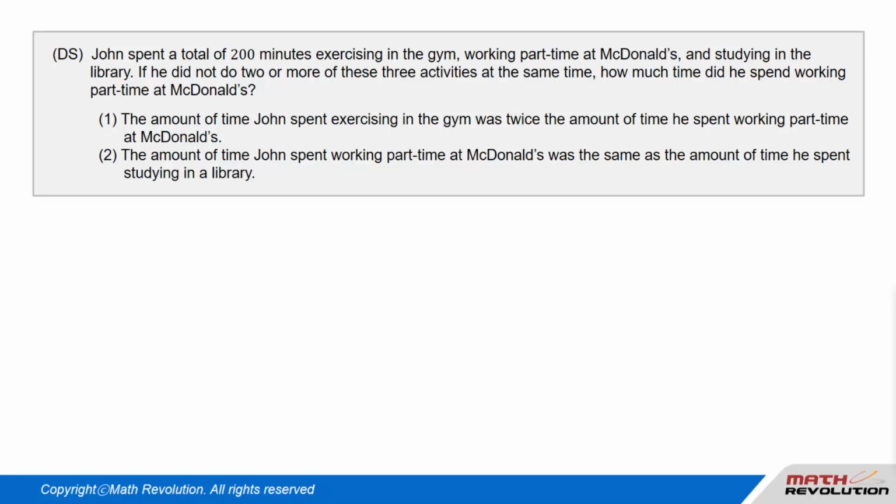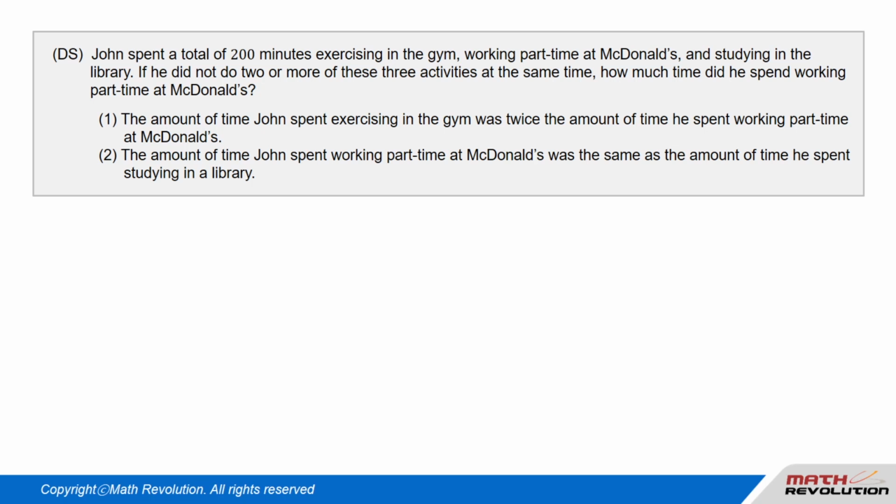Question. DS. John spent a total of 200 minutes exercising in the gym, working part-time at McDonald's, and studying in the library. If he did not do 2 or more of these 3 activities at the same time, how much time did he spend working part-time at McDonald's?